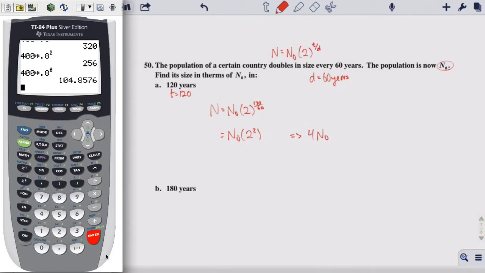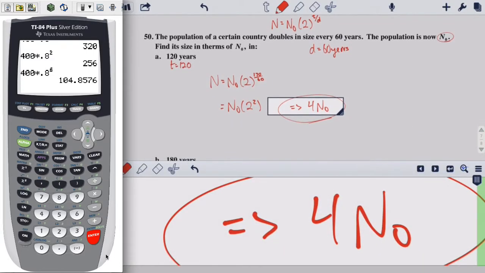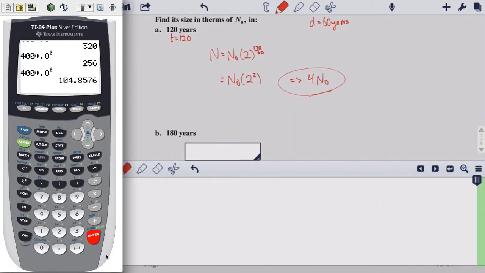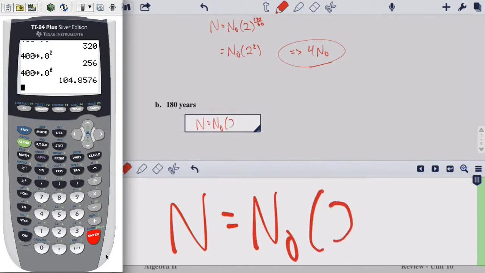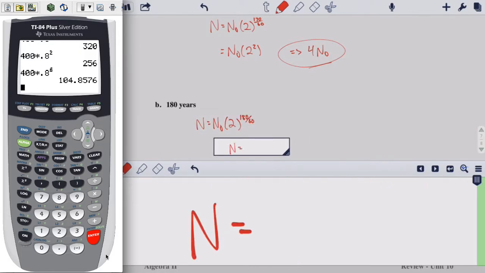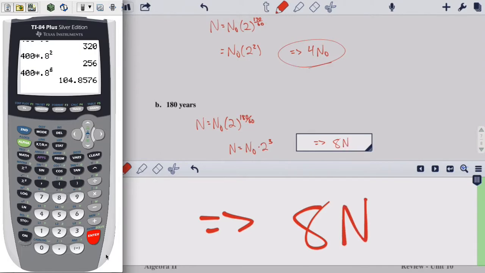That's the population in 120 years: 4 times the original population. For 180 years, N is equal to N naught times 2 raised to 180 divided by 60. So that makes N equal to N naught times 2 cubed, or 8 times the original size in 180 years.